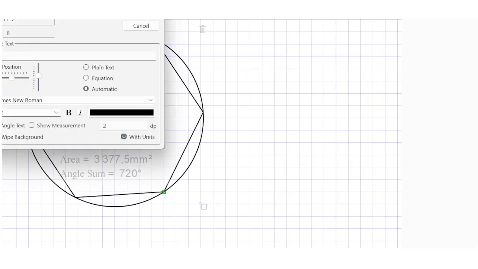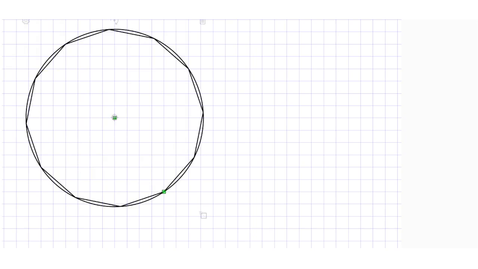This time I won't go as far as 20. Let's go to 12 sides. You can see it starts to almost fit into the circle, but what's happening is that these angles are getting bigger and bigger and bigger. There's a 150 degree angle this time. I hope that helped a little bit with the understanding.